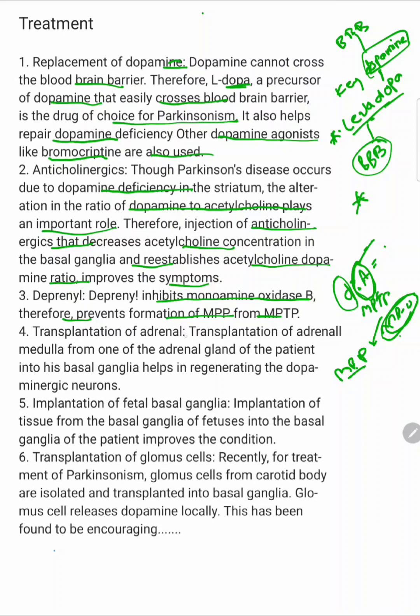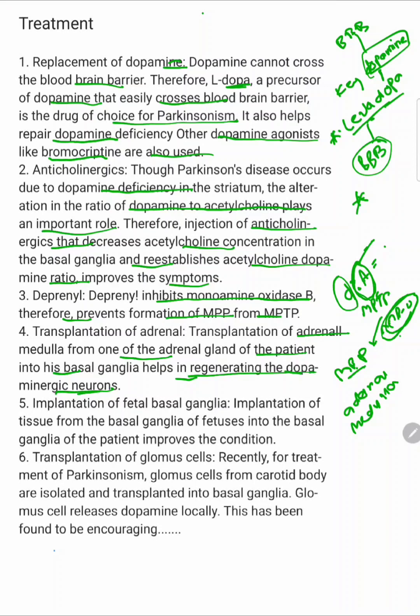Next, transplantation of adrenal medulla. Transplantation of the adrenal medulla from one of the adrenal glands of the patient into his basal ganglia helps in regenerating the dopaminergic neurons. See, the adrenal gland produces dopamine, right? The adrenal gland consists of cortex and medulla. The medulla produces this dopamine. So, we can transplant the medulla such that it helps in regenerating the dopaminergic neurons.